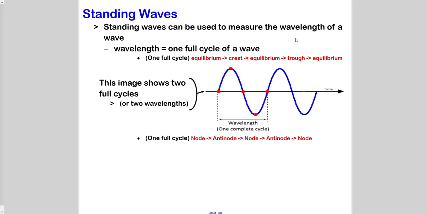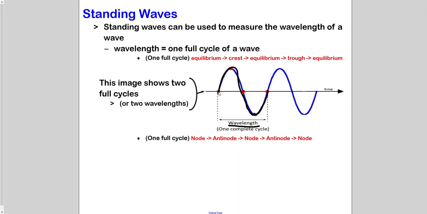Standing waves can be used to measure the wavelength of a wave because I can count nodes and antinodes. So in one full cycle, let's just look at this. Here, I start here, so one full cycle would be from here to here and back. That would be one wavelength, or a complete cycle. That means I'm going to have a node, an antinode, a node, an antinode, and a node. Every wave is going to have that repeating pattern.